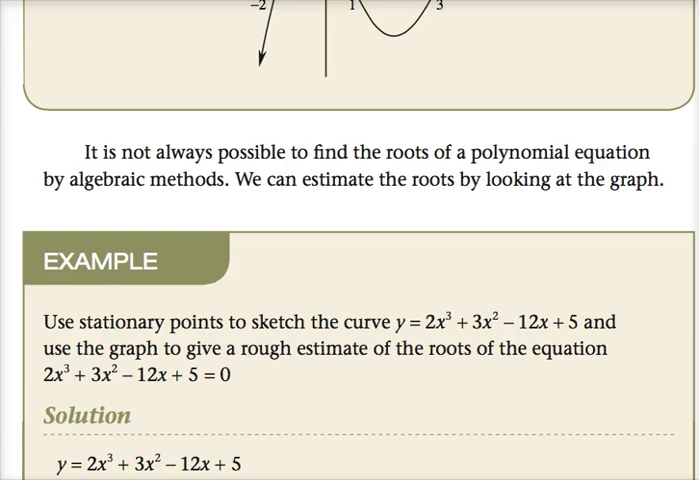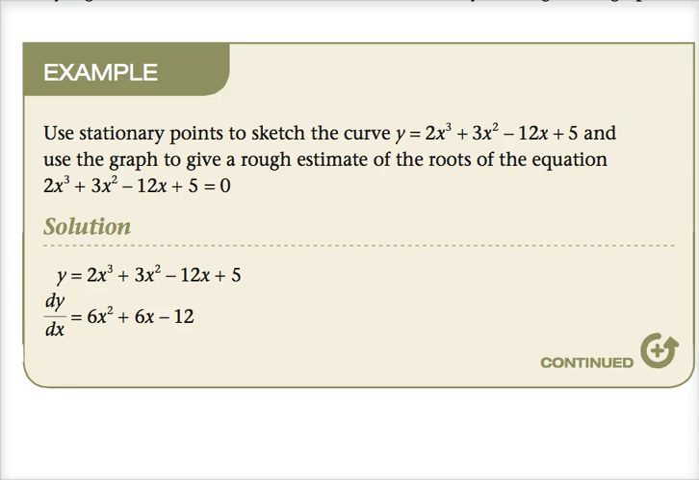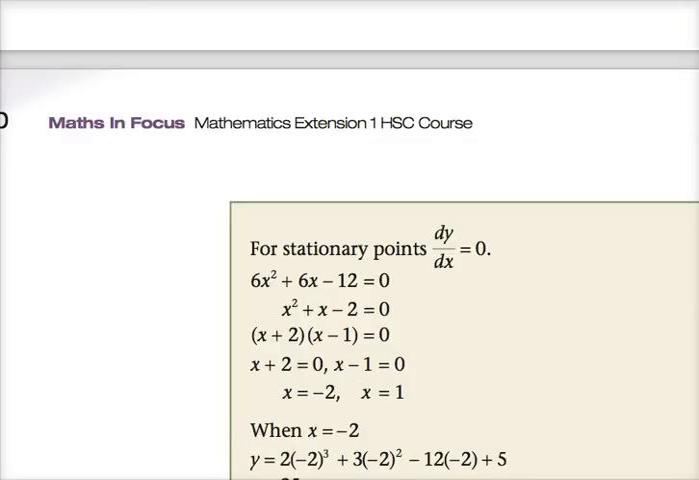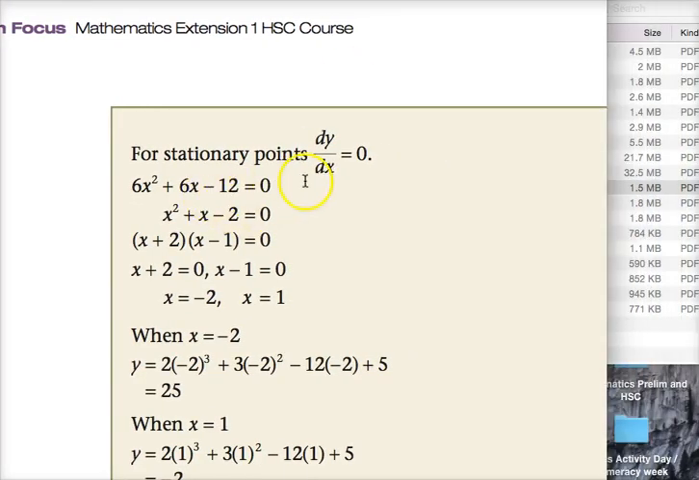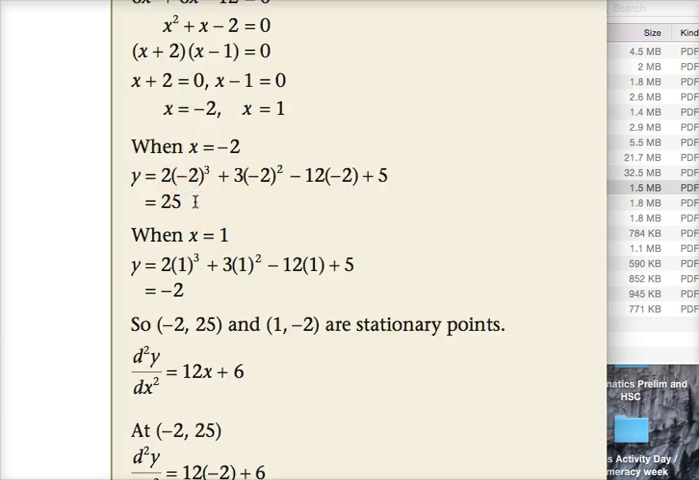How do you find stationary points? For stationary points, they're doing dy/dx and putting it equal to 0. When you put that equal to 0, tell me what you know you can do straight away. You can divide by 6, good, or take a 6 out. So we've got that equal to 0. They're dividing through by 6, and factorising. We know we've got stationary points at x is -2 and x is 1. When x is -2, they're working out the y value, which is 25. When x is 1, the y value is -2. So we've got 2 stationary points at (-2, 25) and (1, -2).